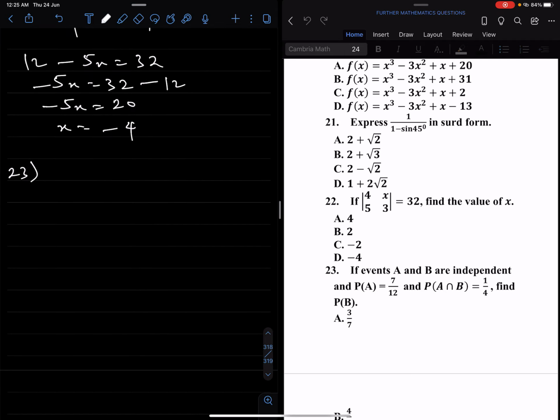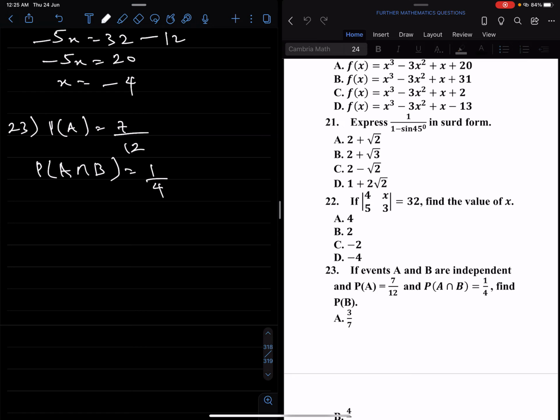Now to the next, number 23. If events A and B are independent and the probability of A is 7 over 12, while the probability of A intersection B is 1 over 4, find the probability of B.